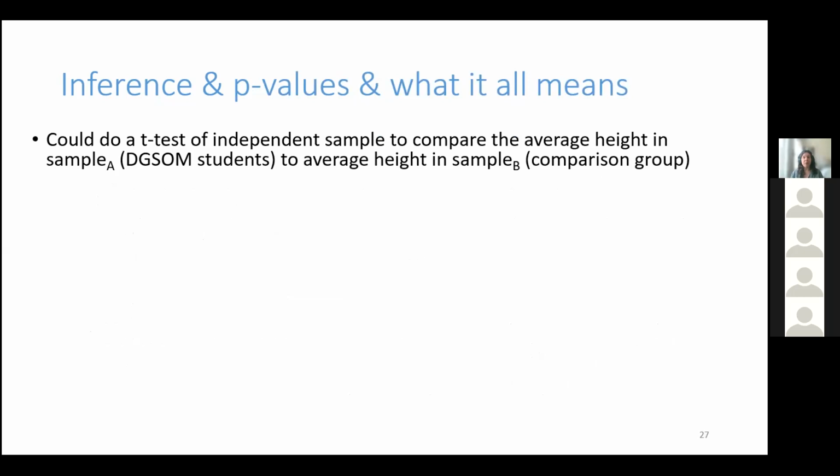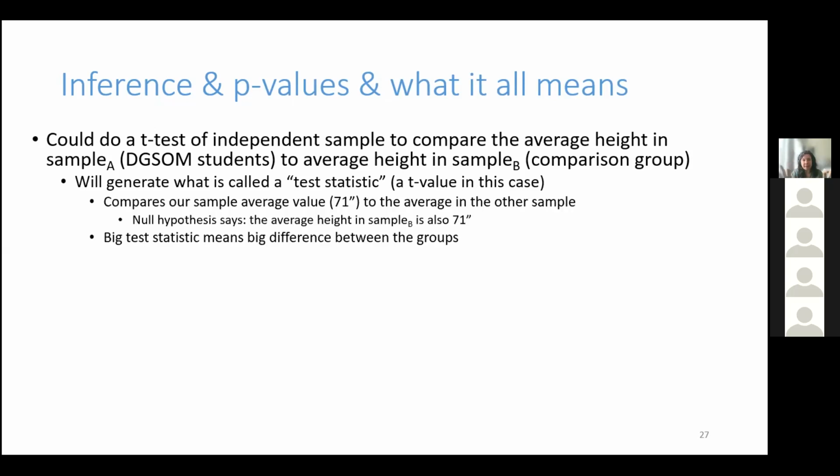So let's say we found this comparison group, we measured them, we measured the first year DGSOM students. Okay, we can do a t-test, in this case, a t-test of independent samples to compare the average height in sample A, our DGSOM students, to the average height in sample B, the comparison group. So we're conducting an inferential test of the average height in these two samples, comparing the height in sample A to the height in sample B. Doing that will generate what's called a test statistic. In this case, because it's a t-test, it generates what's called a t-value.